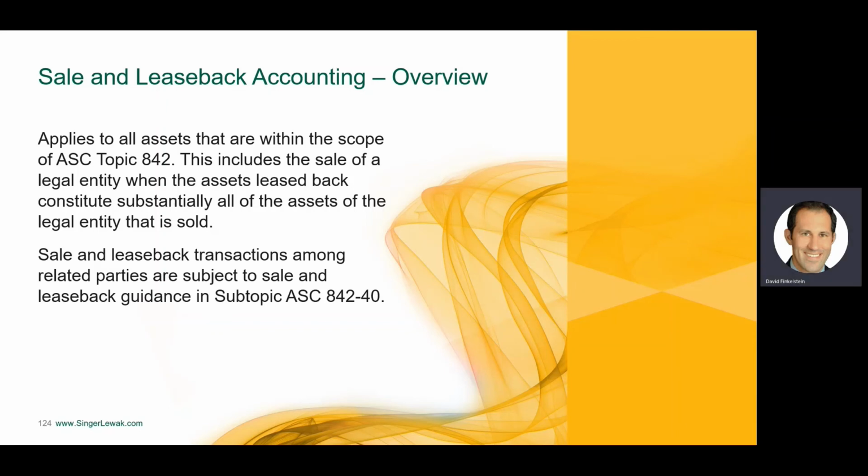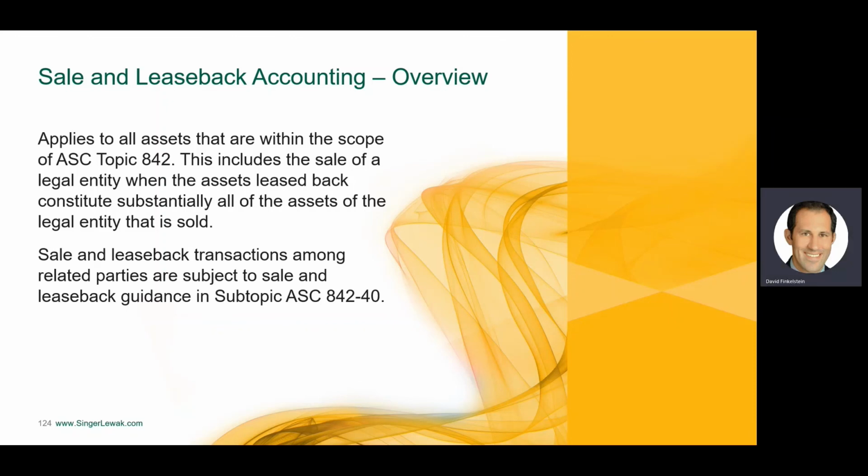This could include the sale of a legal entity when the assets leased back constitute substantially all of the assets of the legal entity that is sold. So if you give consideration to where a legal entity has been set up where all they do is hold assets for lease, if that entire entity is sold, which includes all the assets underlying it, it could still classify as 842. Also, this could apply to an LLC that holds only a building, if the entire LLC is sold and then the building is leased back.